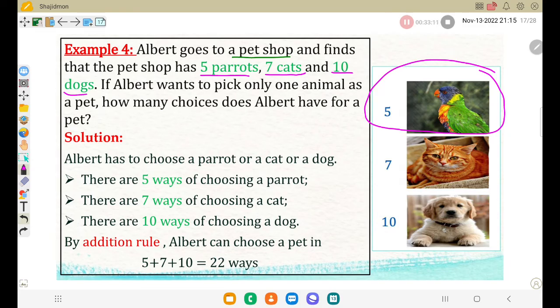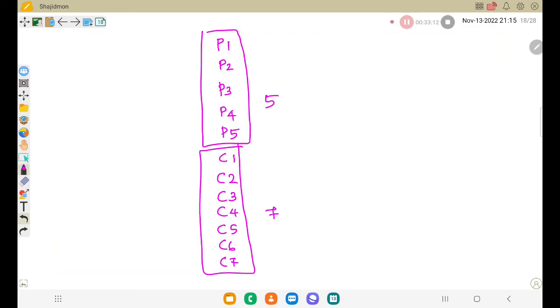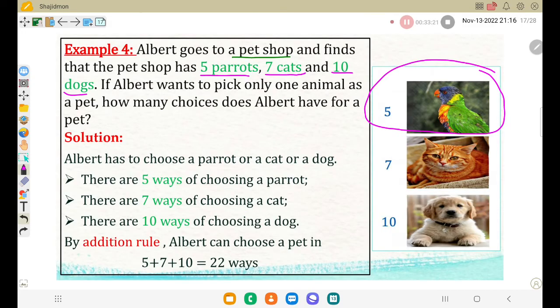Different dogs, 10 options are there, okay? So we can say dog 1, dog 2, dog 3 up to dog 10, correct? See, he is getting 10 options separately. Now what is the question? Albert wants to pick only one animal. See, this is what is important.